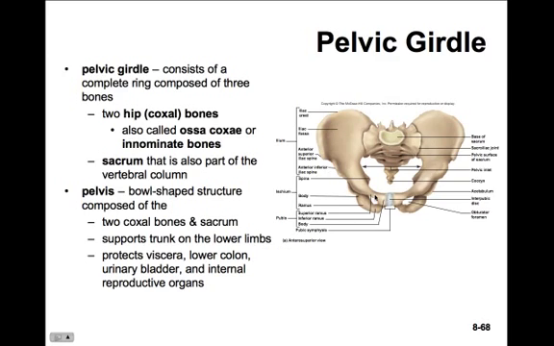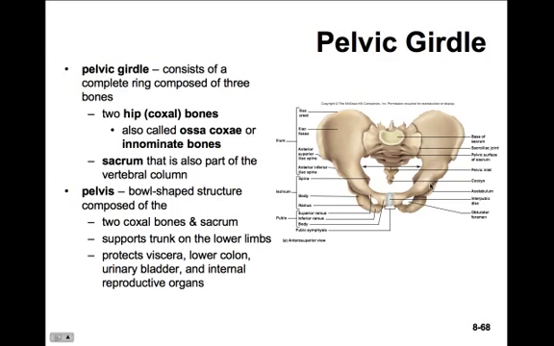There are 2 coxal bones or hip bones. Here's one and here's the other, as well as the sacrum. Now the sacrum we've already explored as part of the vertebral column. But it is fixed tightly to these 2 coxal bones. The pelvis is a bowl-shaped structure.